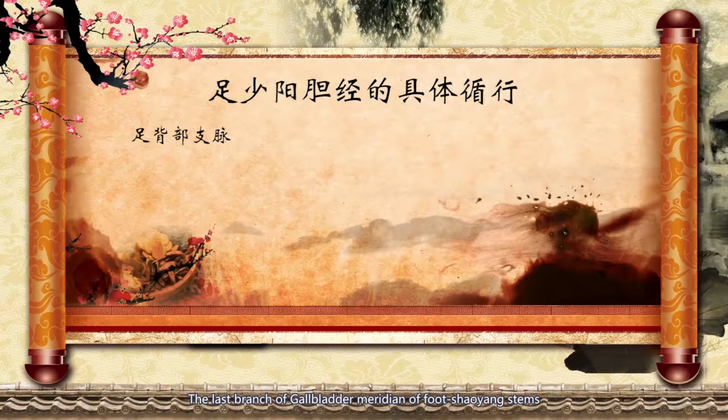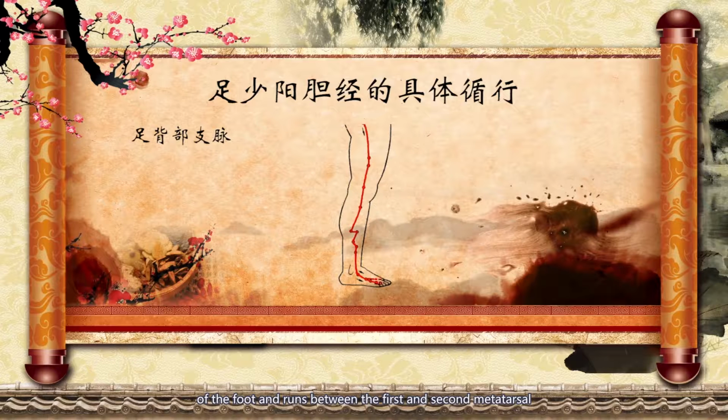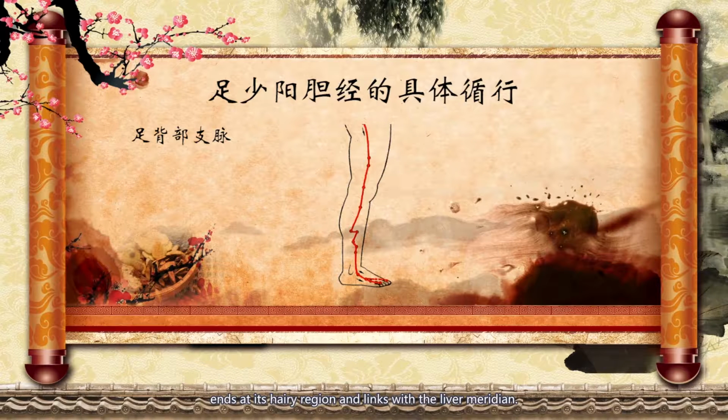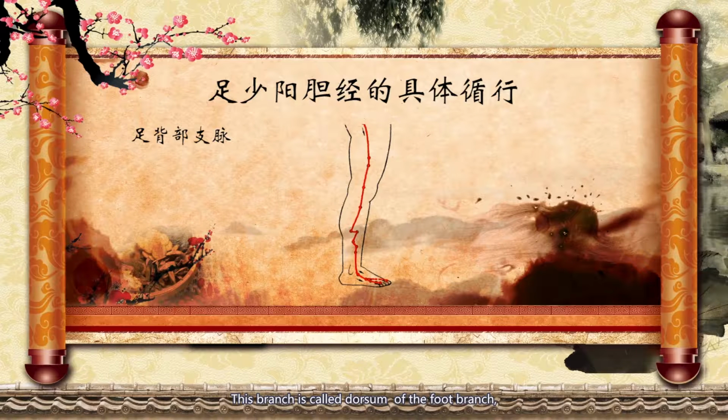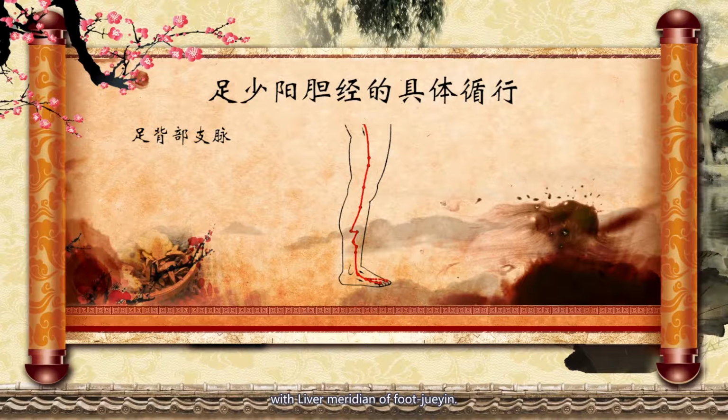The last branch of gallbladder meridian of foot Shaoyang stems from the dorsum of the foot and runs between the first and second metatarsal bones to the distal portion of the great toe, and ends at its hairy region and links with the liver meridian. This branch is called the dorsum of the foot branch because it stems from the dorsum of the foot and links with the liver meridian of foot Jueyin.